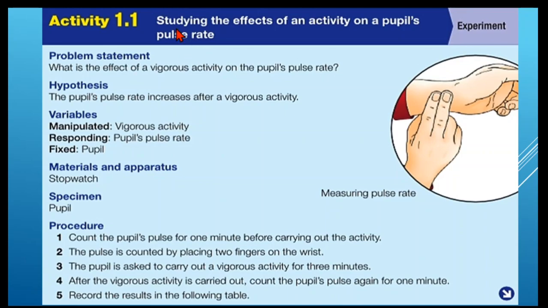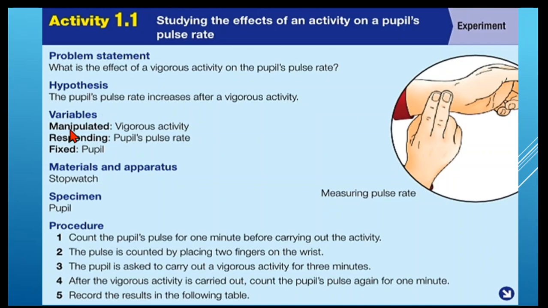For example, this one, the aim is to study the effect of activity on people's pulse rate. Kadar dia punya pulse. Apa ini? Nadi kah? Alright. Denyutan nadi dia. Kesan activity terhadap pulse rate. So problem statement, ingat mesti buat ayat dan ada question mark di hujung. Wajib. So what is the effect of vigorous activity on people's pulse rate? Apakah kesan aktiviti cergas ke atas pulse rate? Okay. Pelajar. Hypothesis. Okay, ramalan kamu, the pupil's pulse rate increases after a vigorous activity.